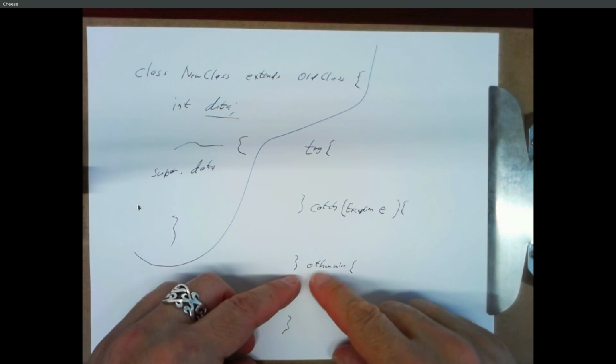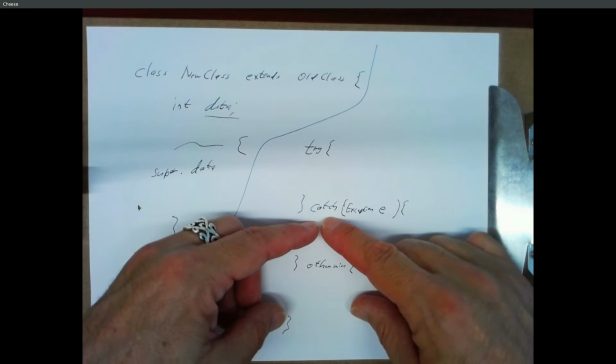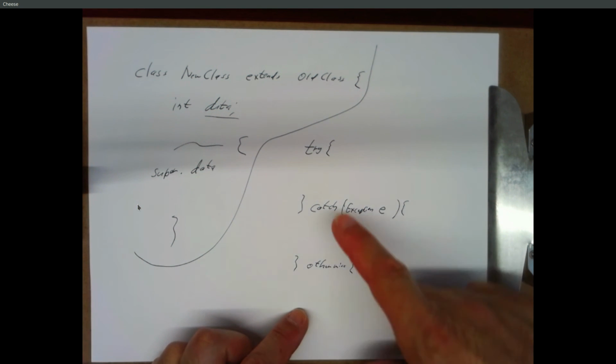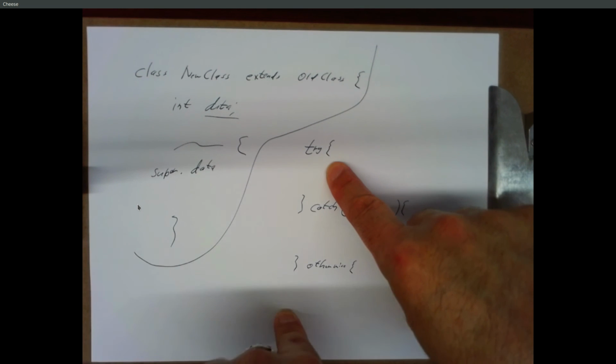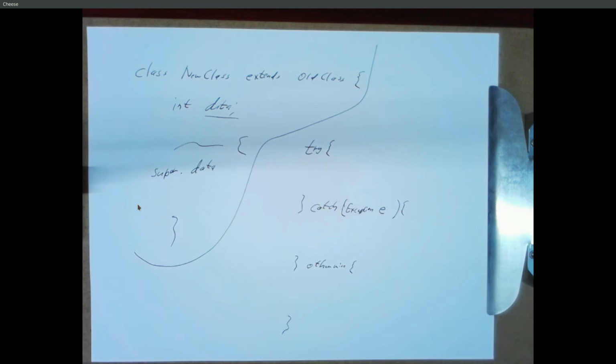So you execute the code in here. If you succeed, you come down to do the otherwise block, and then you're done. If you get an error, you jump down, you do your whole catch block, and when you're done, you come down to otherwise. And if there's a return in here, you still come down and do your otherwise first, and then you go back and return. That's the weird part.